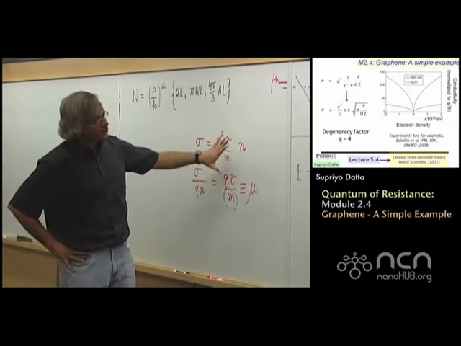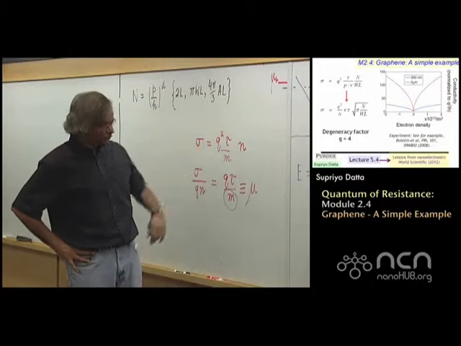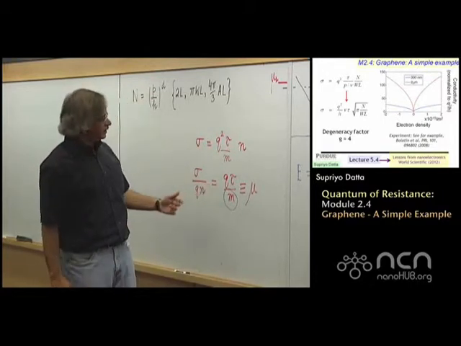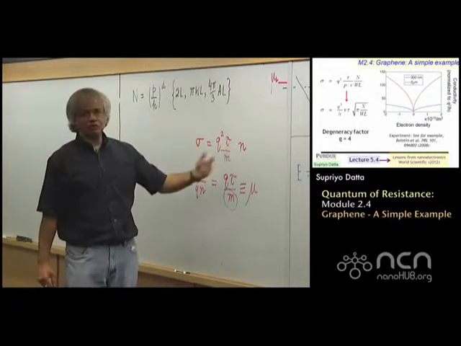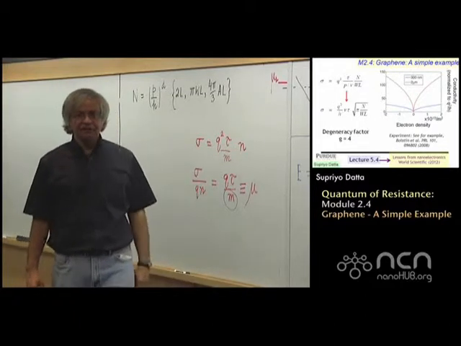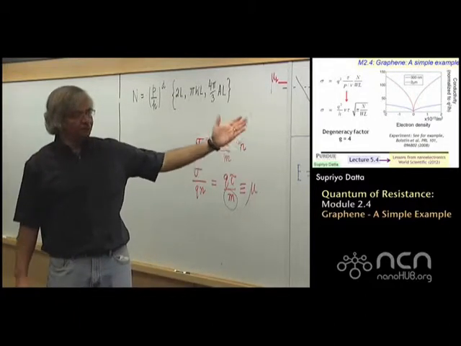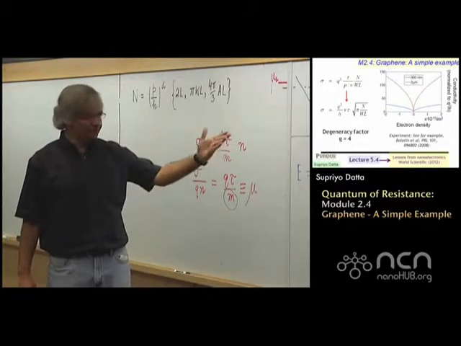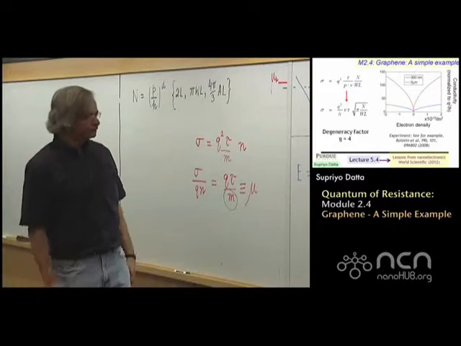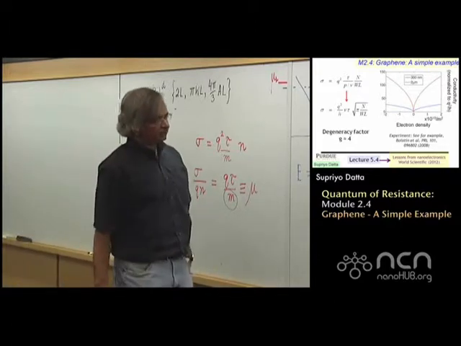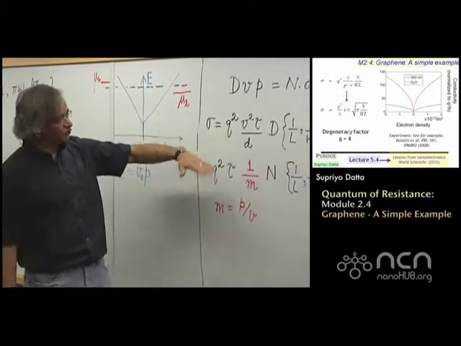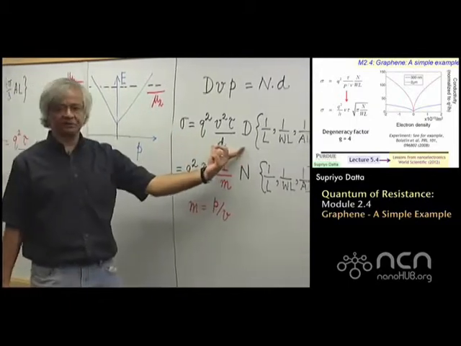So the main thing I'd like to show you is that, for example, in graphene, instead of conductivity being proportional to electron density, we'd actually expect it to be proportional to the square root of the electron density. Let me explain how we get that. What we had done in the last module, if you remember, is we started from our expression.